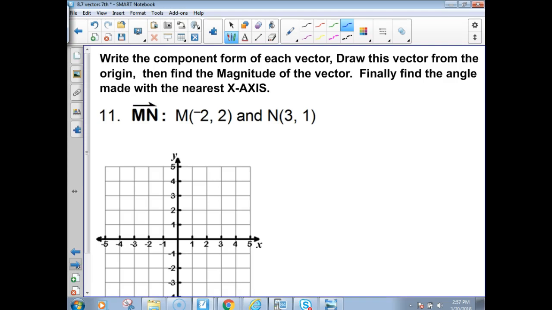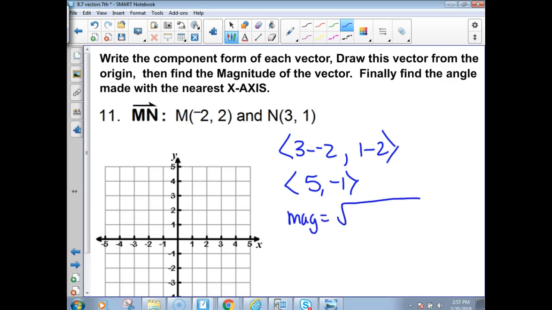Okay, write the component. It's another one. Same direction. So let's go. We're going to subtract the x's, 3 minus -2, and the y's, 1 minus 2. That gives us 5, -1. The magnitude, the square root of 5 squared plus -1 squared. Now, -1 squared is positive 1. This should be the square root of 25 plus 1, which is 26.